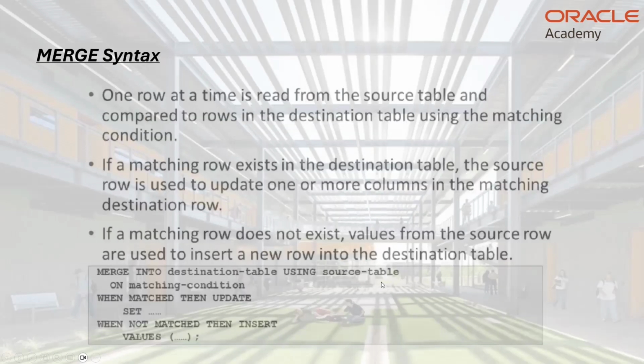So the syntax: one row at a time is read from the source table and compared to the rows in the destination table using the matching conditions. If the matching row exists in the destination table, the source row will use the update for one or more columns. If the matching row does not exist, the source table will insert a new row in the destination table.